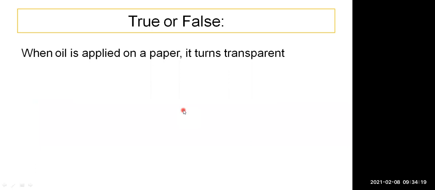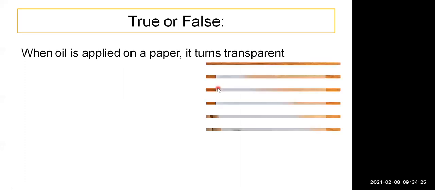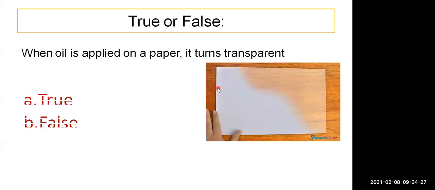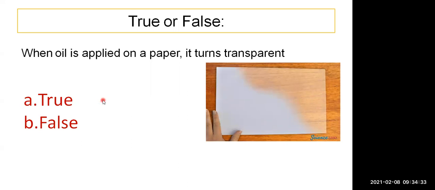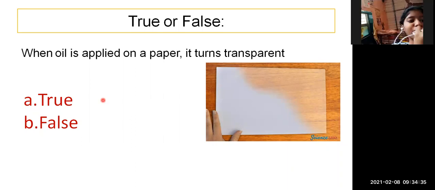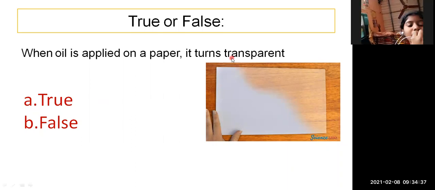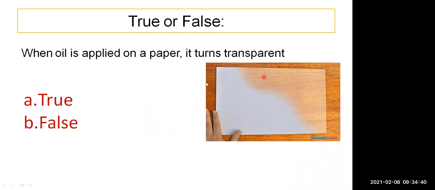Now the next, true or false? When oil is applied on a paper, it turns transparent. Transparent or translucent? Translucent. So this statement is true or false? False. Very good. The statement is false because when we apply oil on the paper, it allows only some light to pass through it. So it should turn translucent and not transparent.